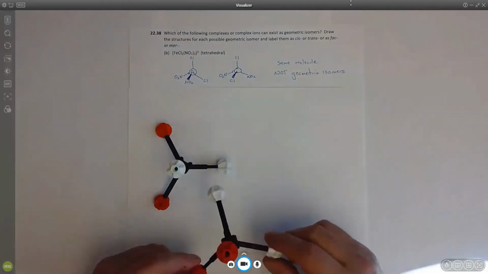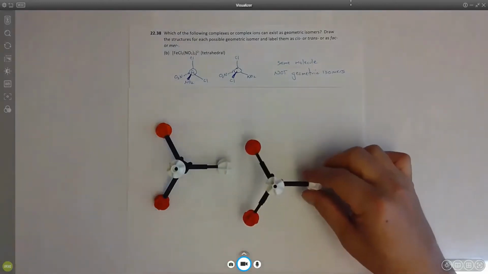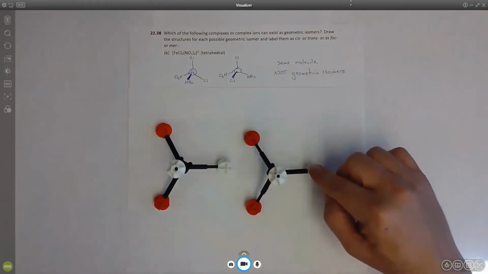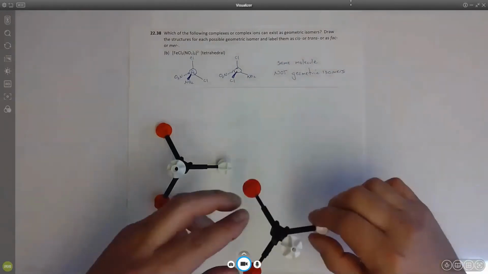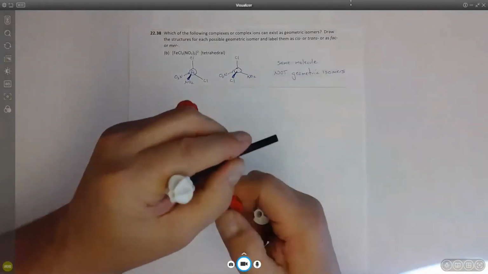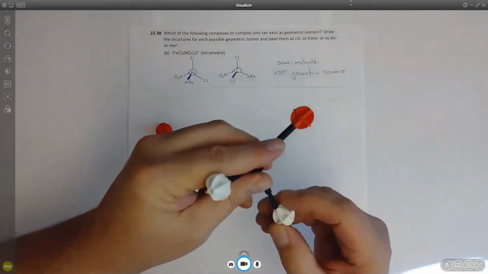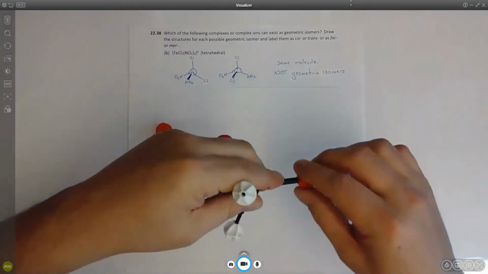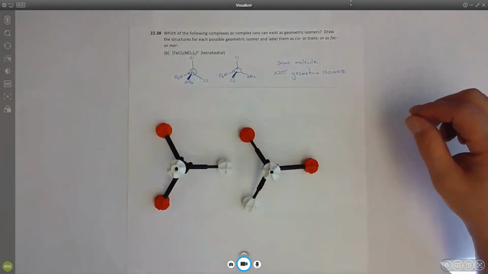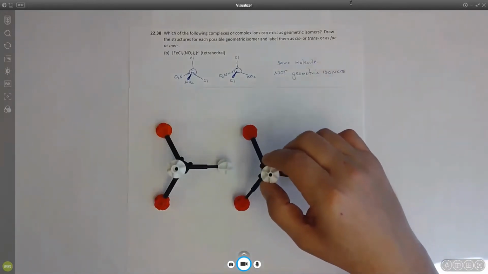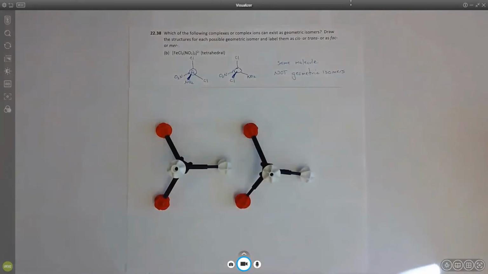Now, basically, if we had the same structure again, right? So if we had the same structure, basically what we did is we took and we switched the chloride and the nitrite. So there was the chloride and the nitrite. So now they are switched. But the reality is all we have to do is rotate this molecule and we get the same molecule again.